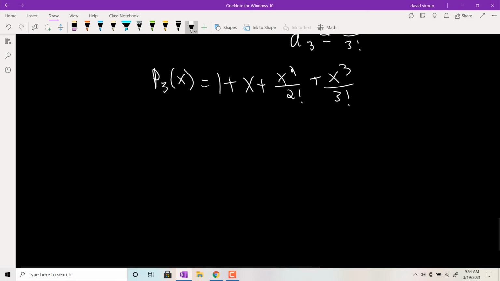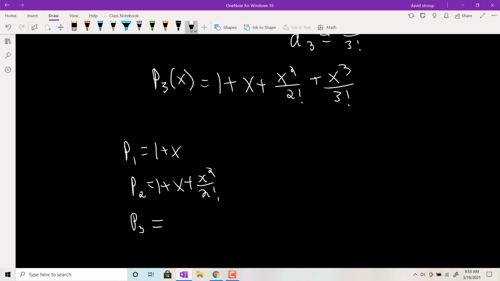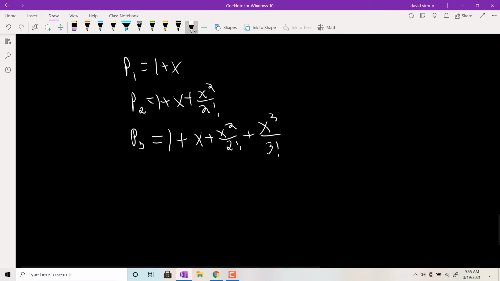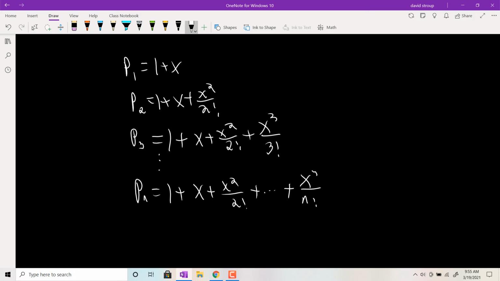And you kind of already see a pattern, right? So if you were going to do a sequence of polynomials here, p sub 1 would equal 1 plus x, p sub 2 would equal 1 plus x plus x squared over 2 factorial, and p sub 3 would be 1 plus x plus x squared over 2 factorial plus x cubed over 3 factorial. And then p sub n, we can just speculate, is going to be 1 plus x plus x squared over 2 factorial plus ... plus x to the n all over n factorial.